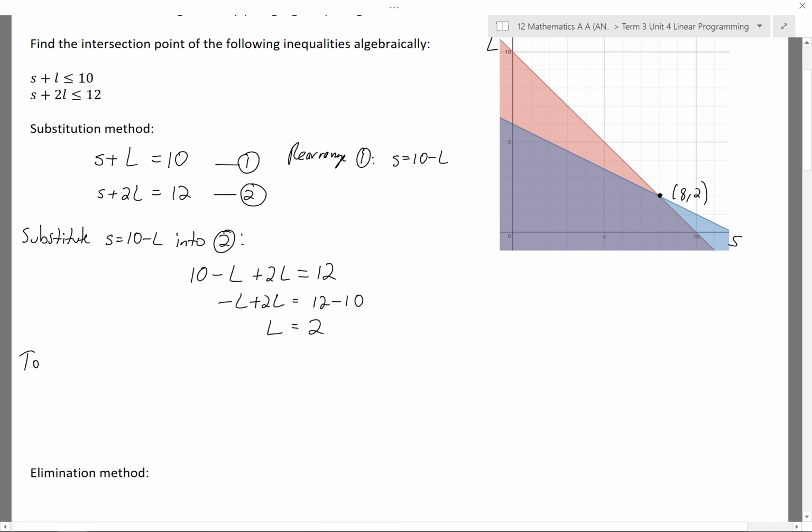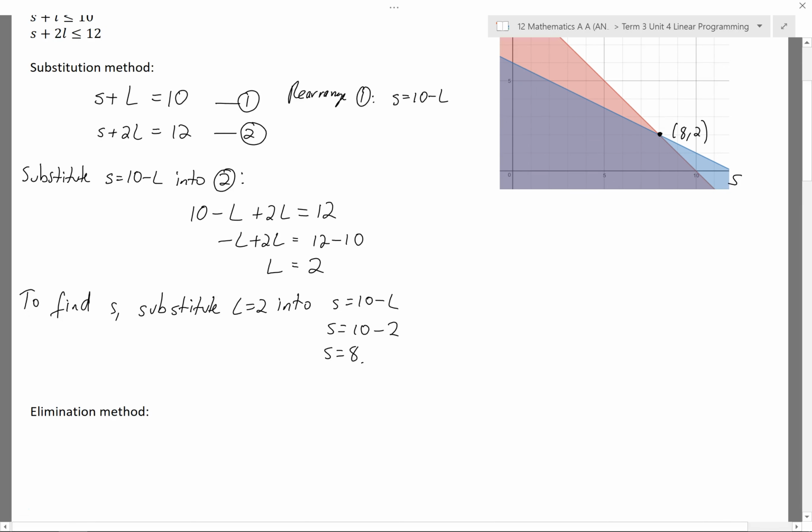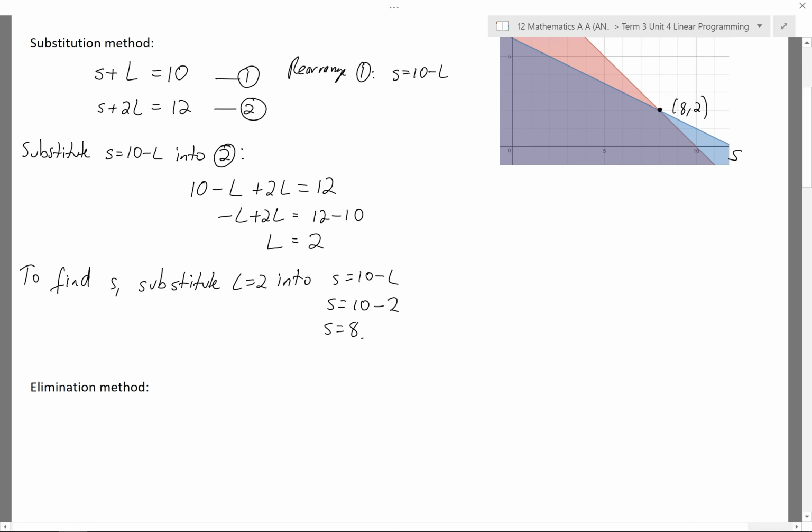So to find S, I'm going to substitute L equals 2 into something that'll find what S is. That looks like a pretty good equation: S equals 10 minus, instead of writing L, I'll write 2. S equals 8. And there's my solution. L equals 2, S equals 8.